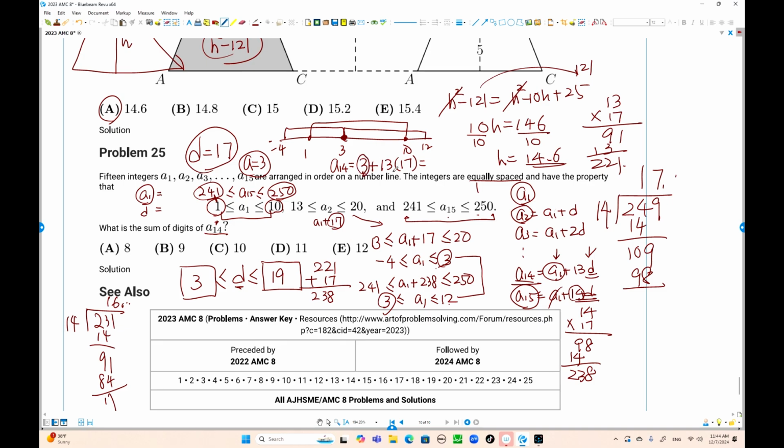So anyway, let me see. Oh, confused. D is 17, right? 3 plus 221. We don't need this one. 3 plus 221 is 224, right? Yeah, that is the 14th term. I'm sorry. Okay, there's the sum of all digits, right? So the sum of all digits is what? 2 plus 2 plus 4. Sum of all digits is 8.